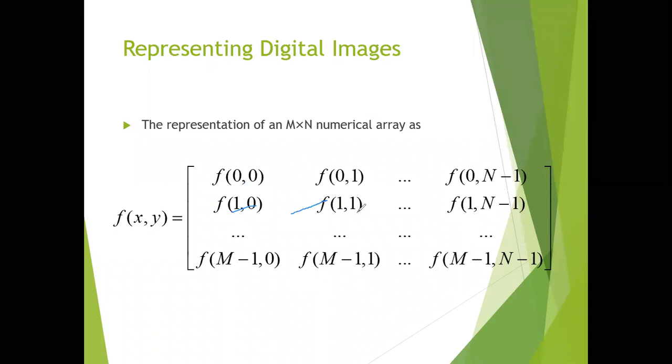If you consider the diagonal, you get f of 0, 0, f of 1, 1, f of 2, 2, and so on up to m minus 1, n minus 1. So the entire image is represented by an m by n array. We are going to deal with arrays only in the future.